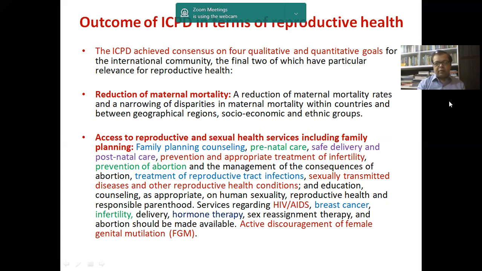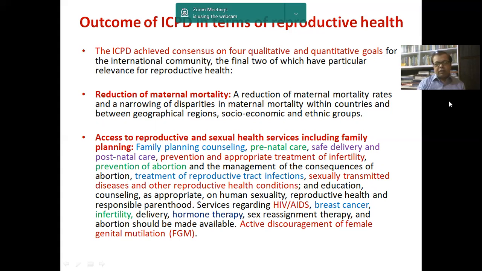Then prenatal care, basically after pregnancy, several kinds of care are supposed to be provided to the pregnant women. This is known as prenatal care or antenatal care also. Then safe delivery. When the mother has conceived the child, then this delivery should take place in a safe environment. And then after the delivery, all required care should be provided. This is known as postpartum care or postnatal care also.